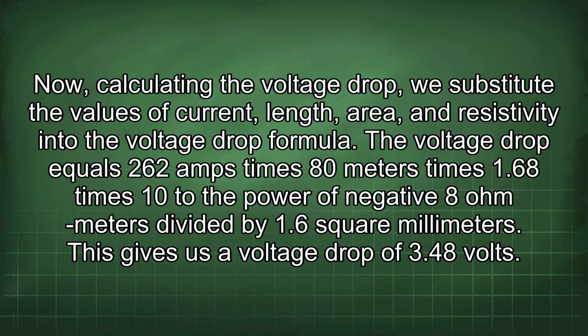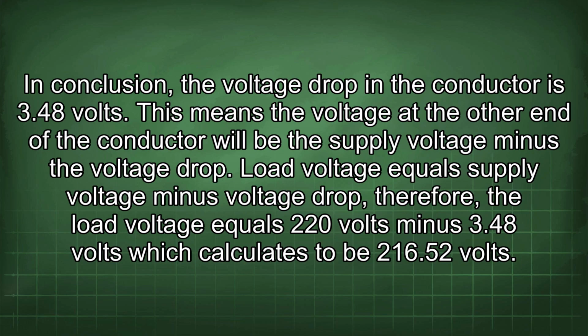Now, calculating the voltage drop, we substitute the values of current, length, area, and resistivity into the voltage drop formula. The voltage drop equals 262 amps times 80 meters times 1.68 times 10 to the power of negative 8 ohm meters divided by 1.6 square millimeters. This gives us a voltage drop of 3.48 volts. In conclusion, the voltage drop in the conductor is 3.48 volts.